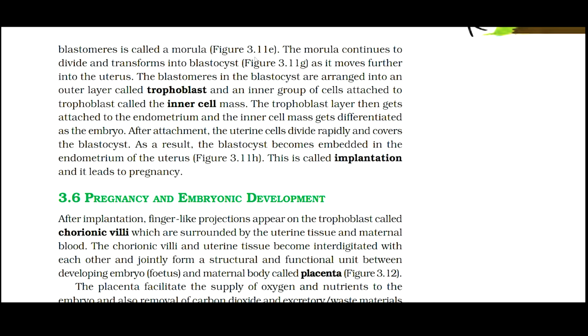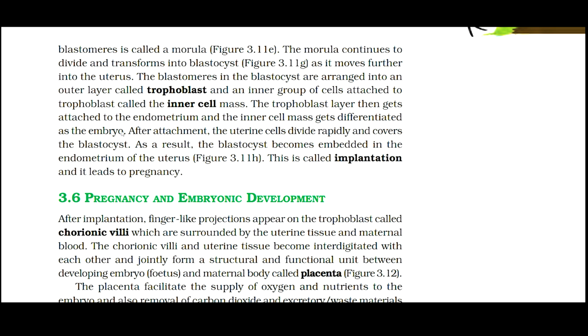The morula continues to divide and transforms into a blastocyst, which is given in figure 3.11g, as it moves further into the uterus. The blastomeres in the blastocyst are arranged into an outer layer called the trophoblast and an inner group of cells attached to the trophoblast called the inner cell mass. The trophoblast layer then gets attached to the endometrium and the inner cell mass gets differentiated as the embryo.